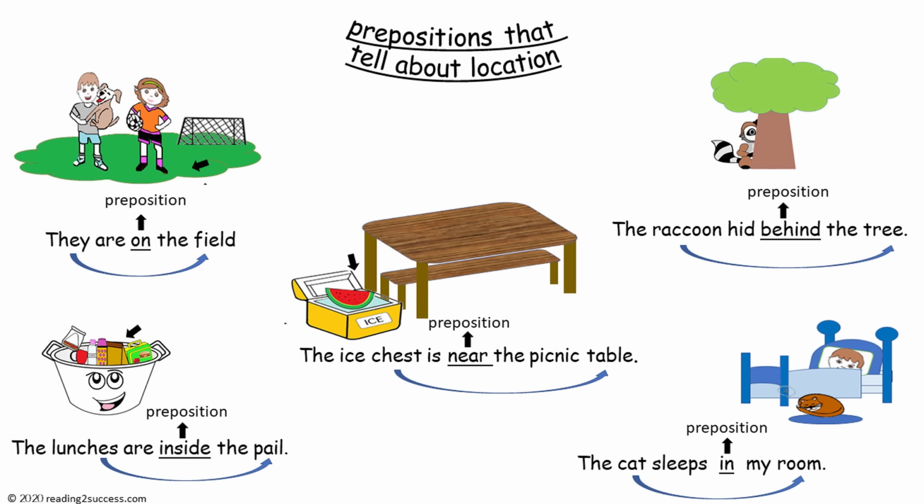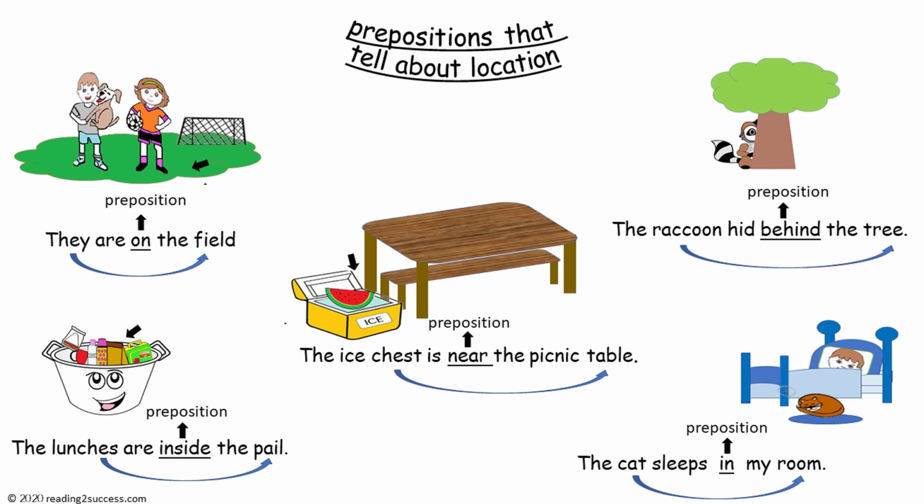Now introduce kids to our third category, prepositions that tell about location. Let's look at our first sentence. They are on the field. On is the preposition, and it connects field and they. Our next one, the lunches are inside the pail. Inside is the preposition, and it connects pail with lunches.